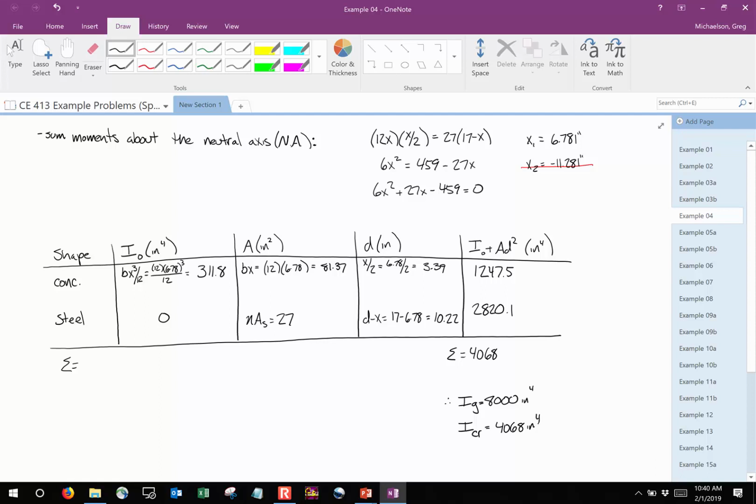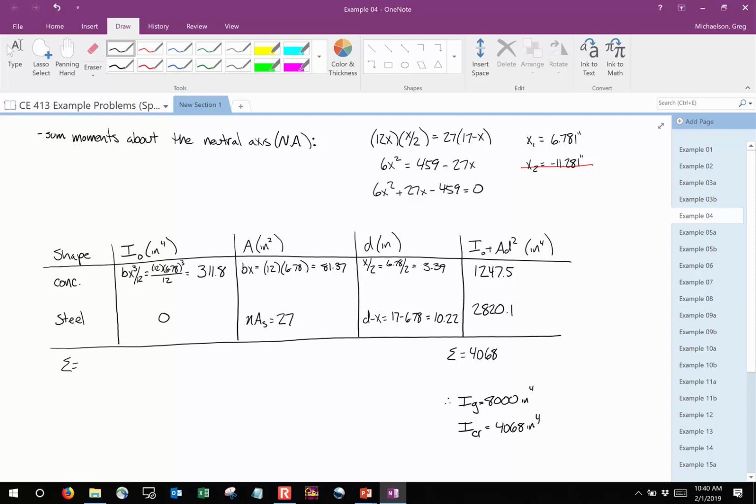You could also have a scenario where mathematically you get an answer like x equals 30, but the beam's only 20 inches deep, so it's way below it, and that wouldn't work either. So yeah. Any other questions? This is good stuff.